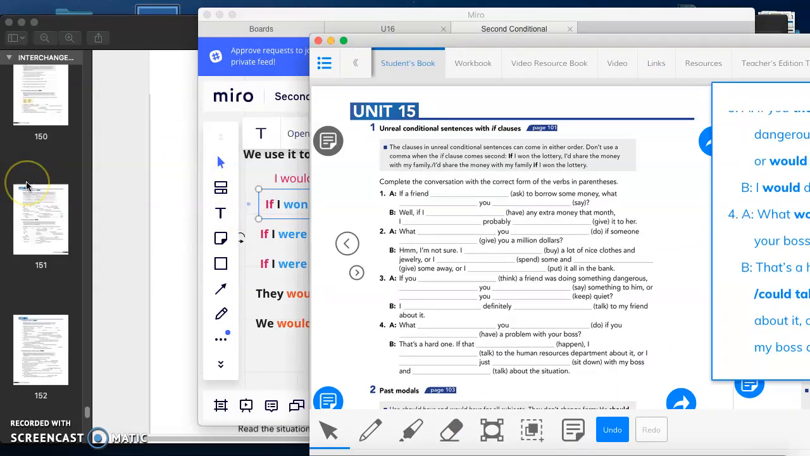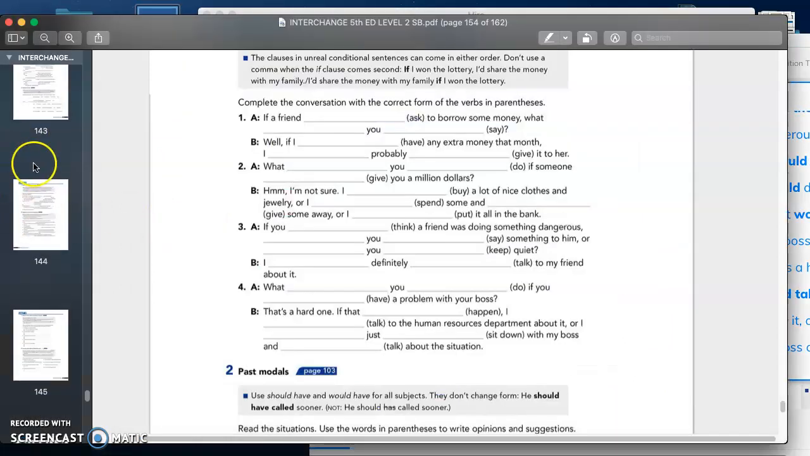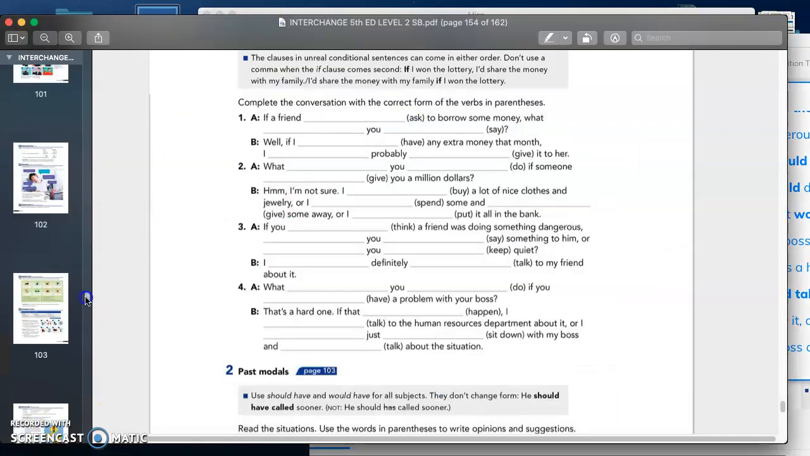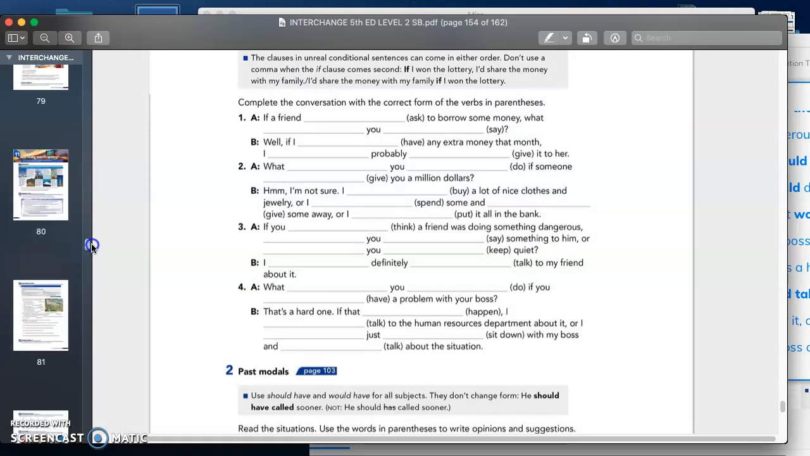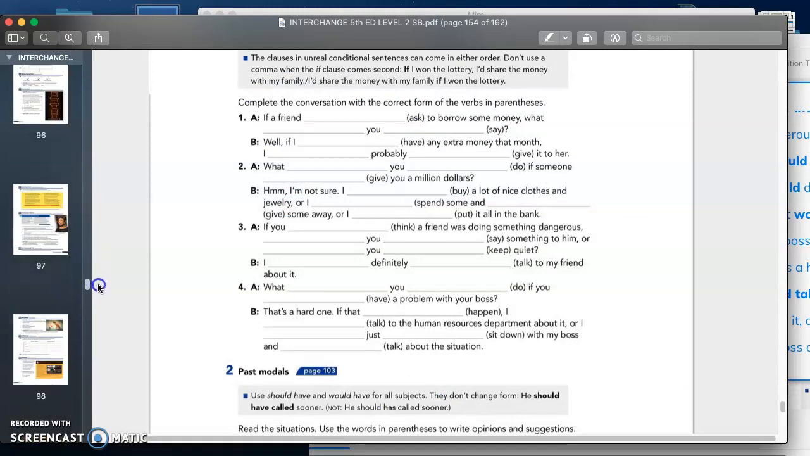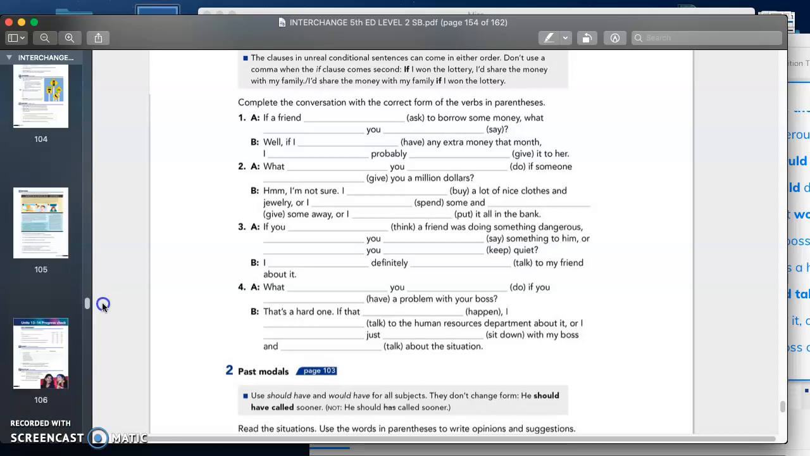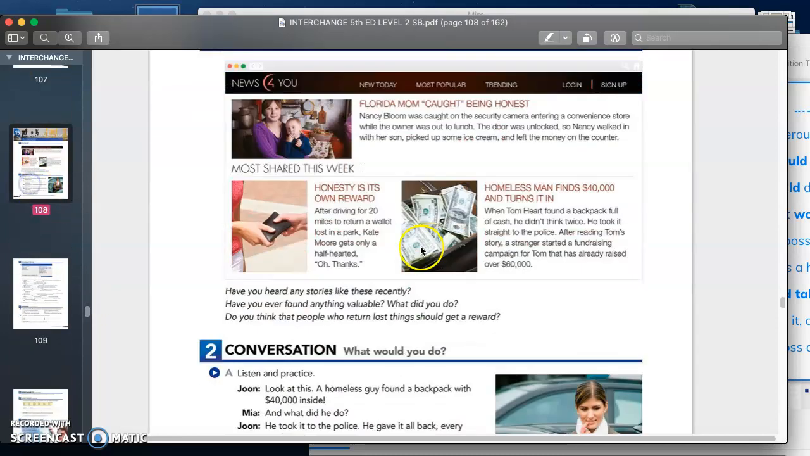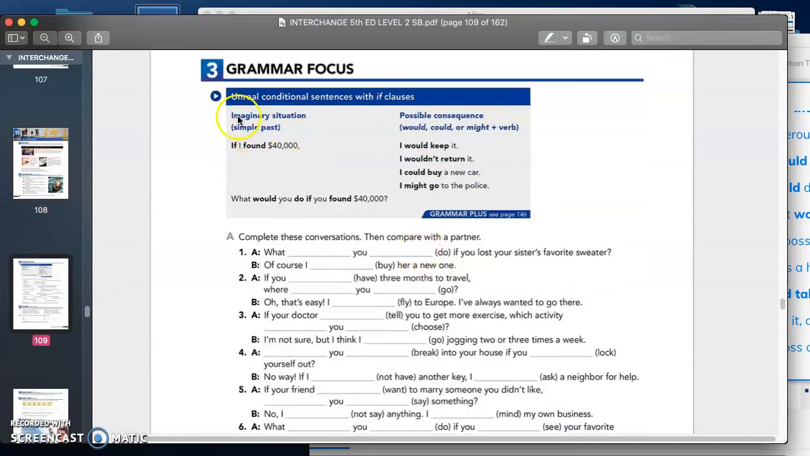But as you can see here, which is what we just saw on Unit 15, we are using the simple past to talk about the imaginary situation, and then we are using would, could, or might plus the verb to talk about the possible consequence of that imaginary situation.